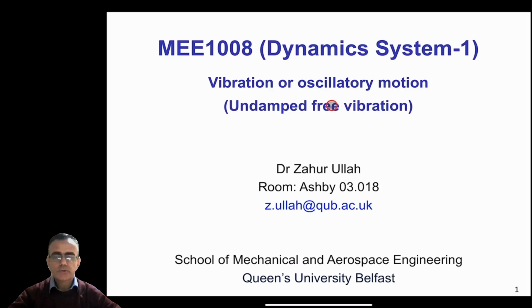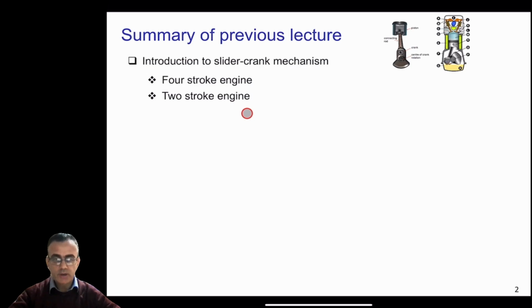So in today's lecture, we will talk about vibration or oscillatory motion, and we will discuss a specific type of vibration, which is undamped free vibration. And in the next lecture, we will discuss the damped free vibration. Okay, so just to give you an overview of the previous lecture.